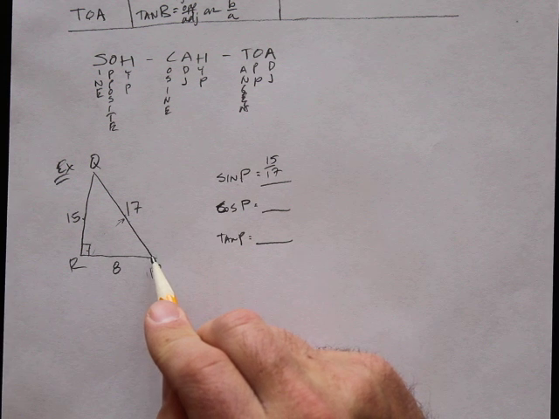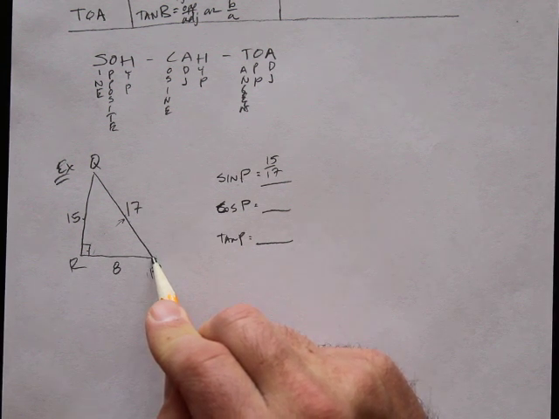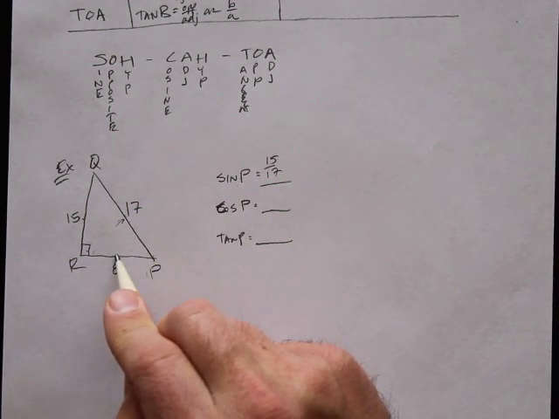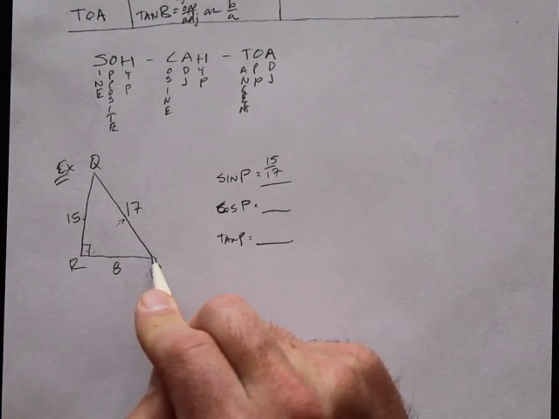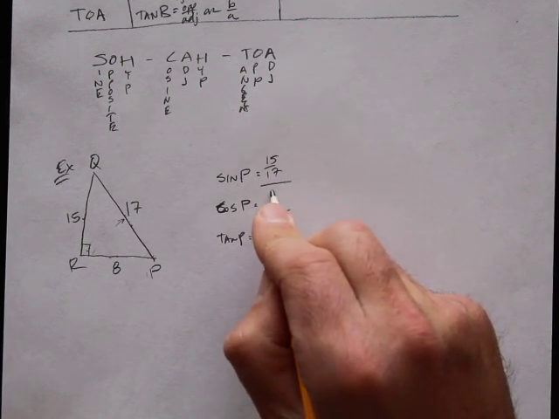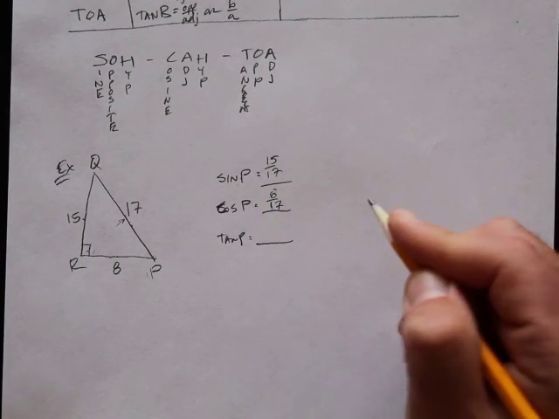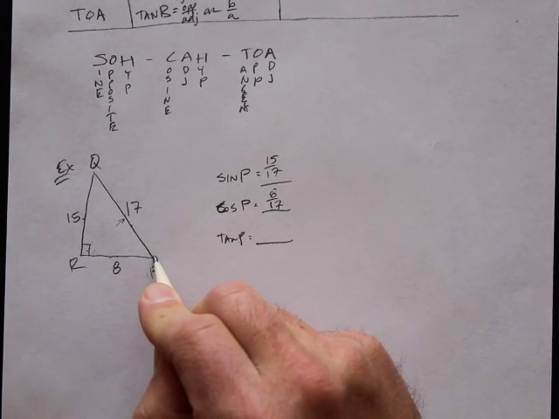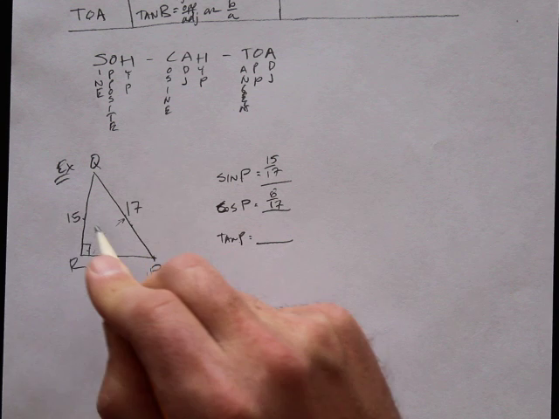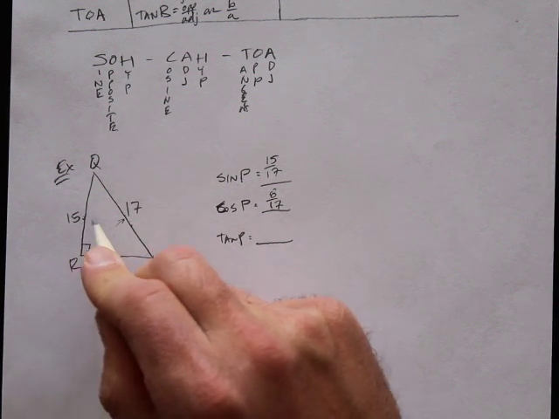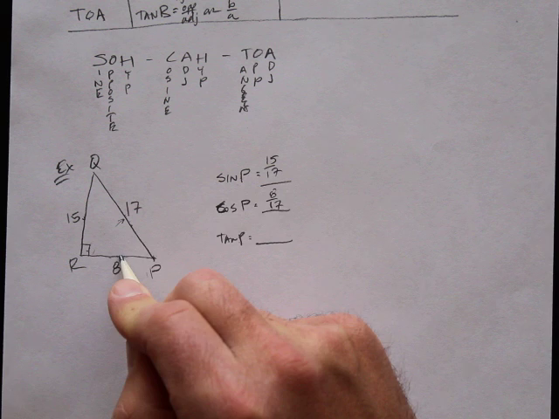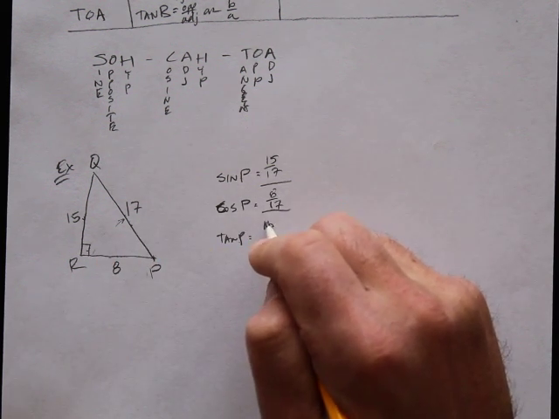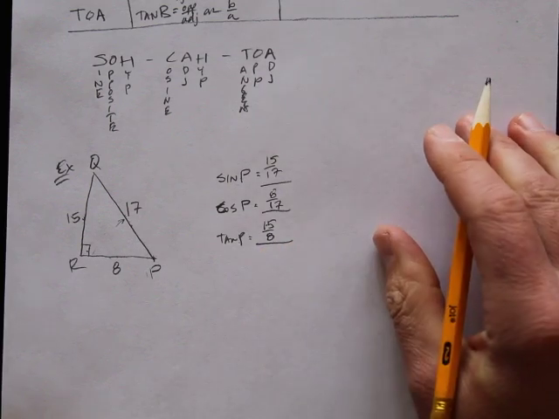Cosine of P. So I'm going to go here for P again. Now cosine is adjacent over hypotenuse. So adjacent is 8. That's the one that's touching the P, over hypotenuse. So 8 over 17. And then the tangent of P, so I'm here at P again. The tangent is opposite over adjacent. Opposite is 15, adjacent is 8. So opposite, 15, over adjacent, which is 8.